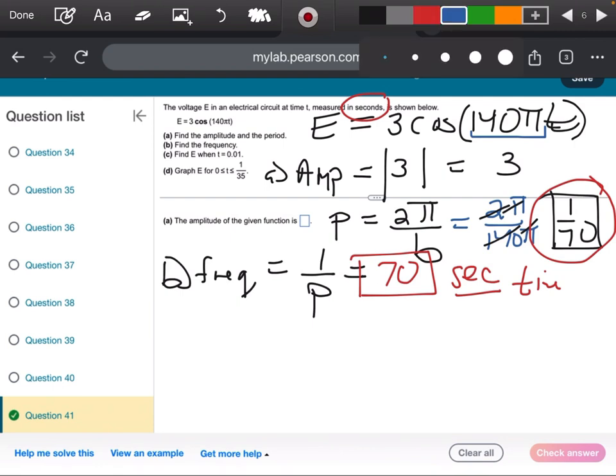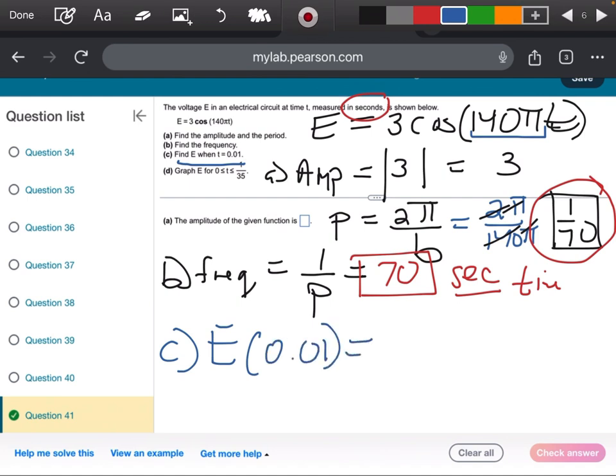Y'all, there is a part C. Part C is asking us, can we find E when t is equal to 0.01? Okay, so look, y'all, all we're doing is reevaluating this function at 0.01. So I'm going to write 3 cosine of 140 pi times 0.01, okay?